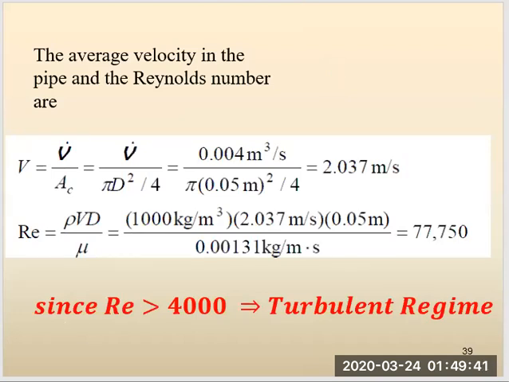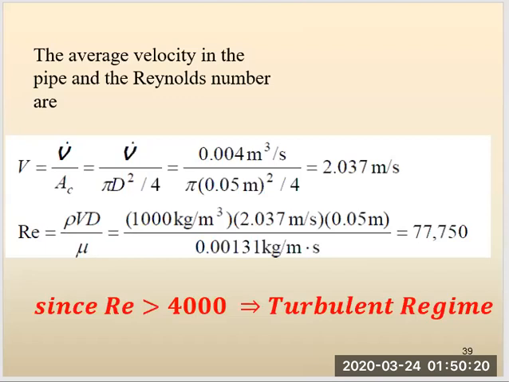To calculate the Reynolds number, we need to know the velocity, to use this equation, rho VD over mu. Mu is the dynamic viscosity that has a unit of kilogram per meter second in SI unit. Velocity is the volumetric flow rate divided by the cross-sectional area of the pipe. The volumetric flow rate is 4 liters per second, or 0.004 meter cube per second, divided by pi d squared over 4. This is velocity. And from here, we calculate the Reynolds number.